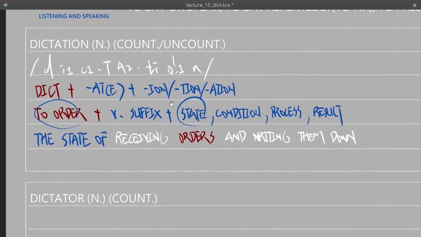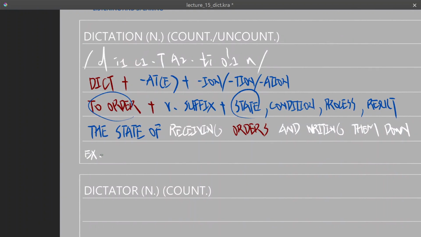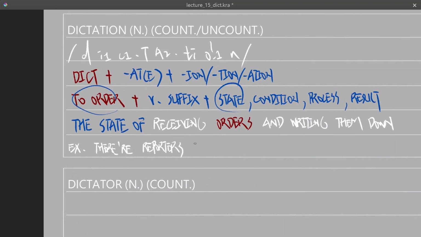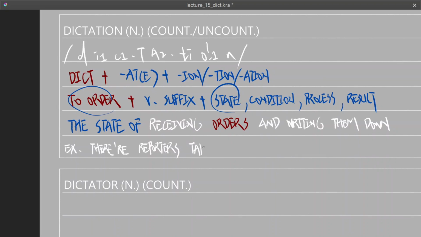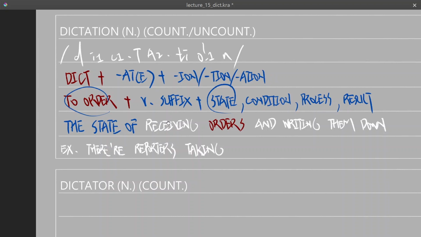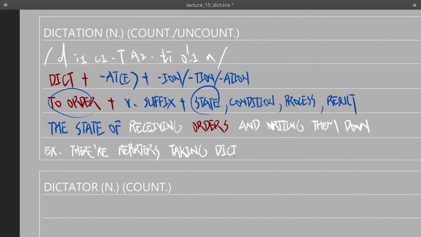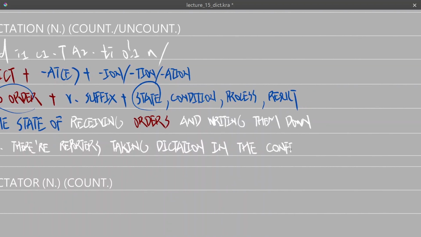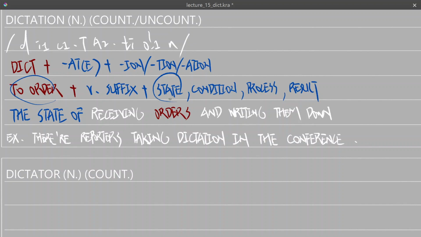Alright, so for example, let's say there are reporters taking dictation in a conference. Alright, there are reporters taking dictation in a conference.